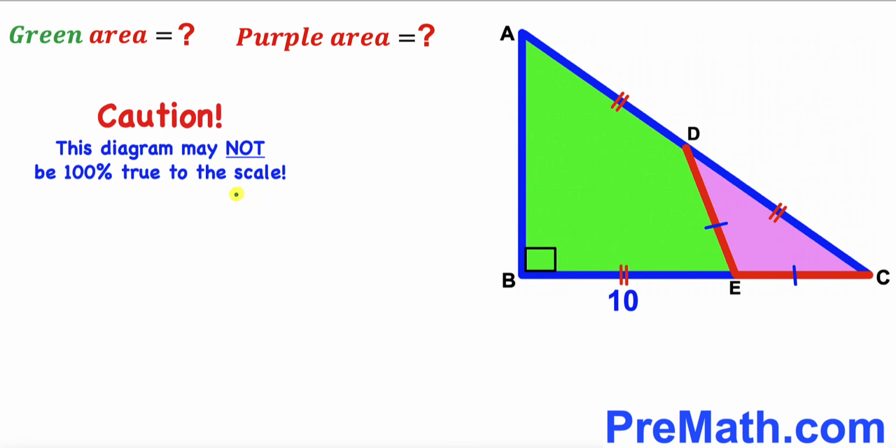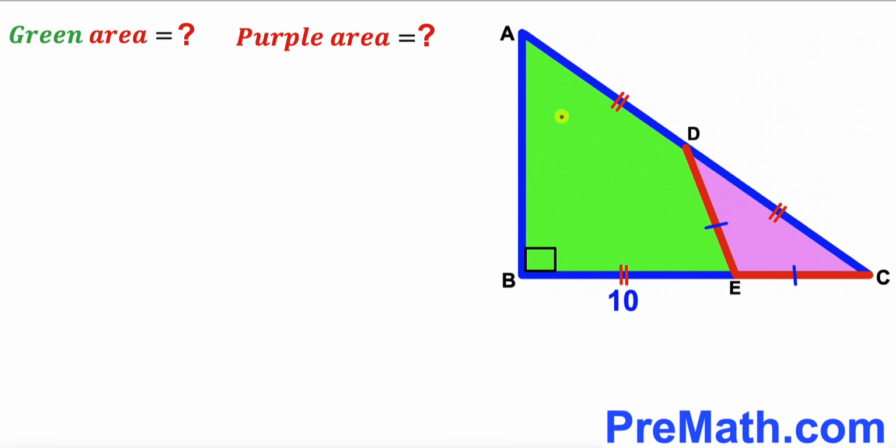And please keep in mind that this figure may not be 100% true to scale. Let's go ahead and get started, and let's focus on this big right triangle ABC once again. I'm going to label this angle as our angle alpha. And we know this is our 90 degrees angle. So therefore this third angle has got to be 90 degrees minus alpha.